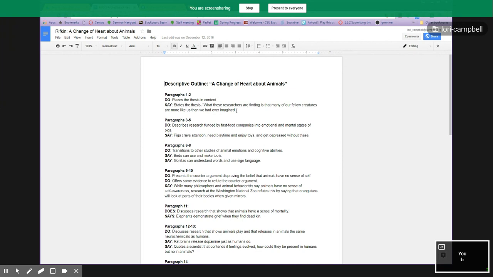Then say. And again, this is where I've said that you can actually quote the major claim. What these researchers are finding is that many of our fellow creatures are more like us than we have ever imagined. So that's my first room.